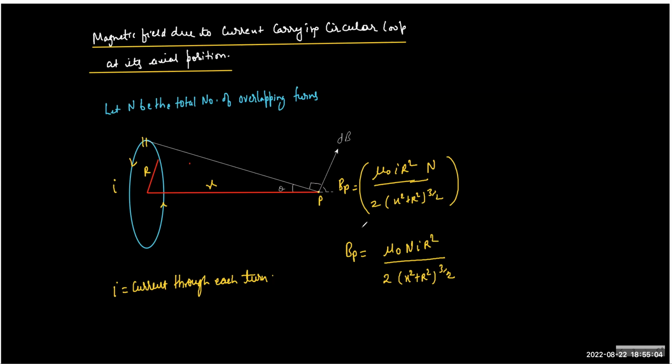Yes, sir. Now this formula is very, very important to us because many other formulas can be derived from this idea. So now we can define something very interesting and very, very important also. That's called the magnetic dipole moment of a current carrying loop.